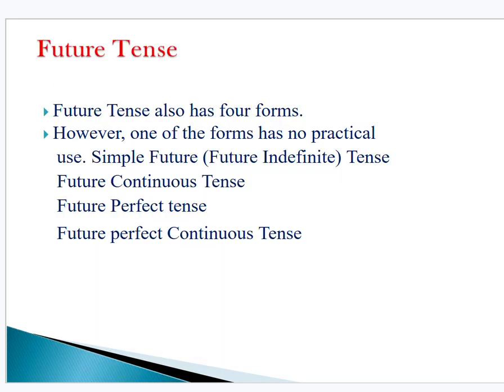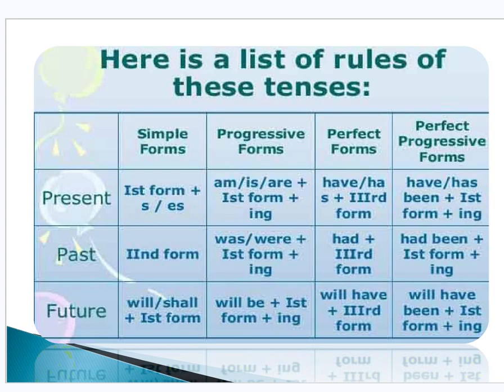Now future tense. Future tense also has four forms. However, one of the forms has no practical use. Simple future, which we can also call future indefinite tense, then future continuous tense, future perfect tense, and future perfect continuous tense. Here is a list of rules for their sentences.